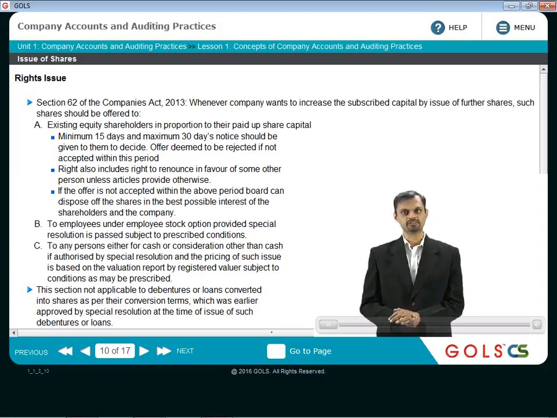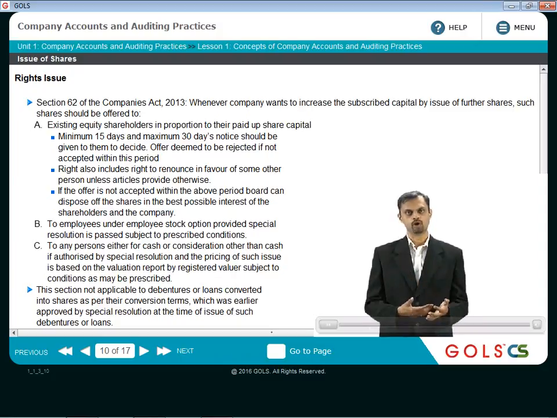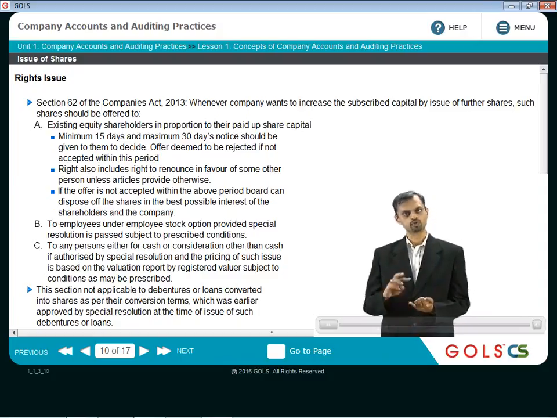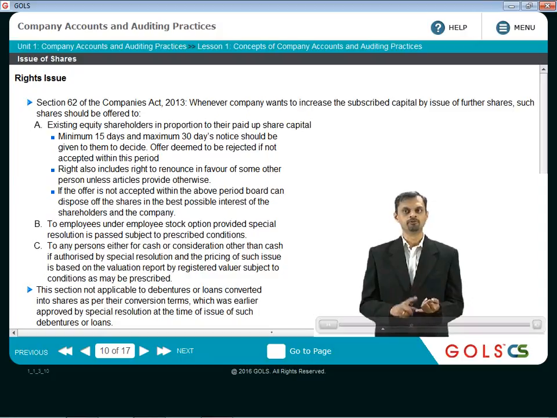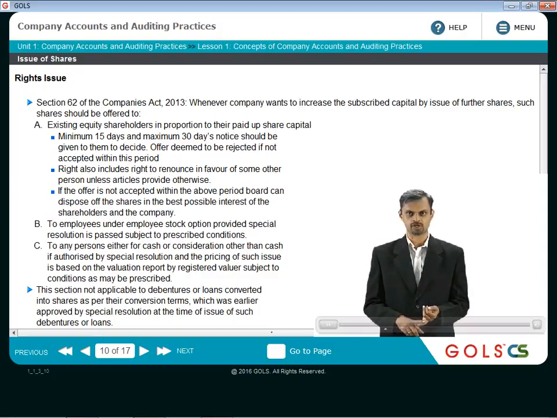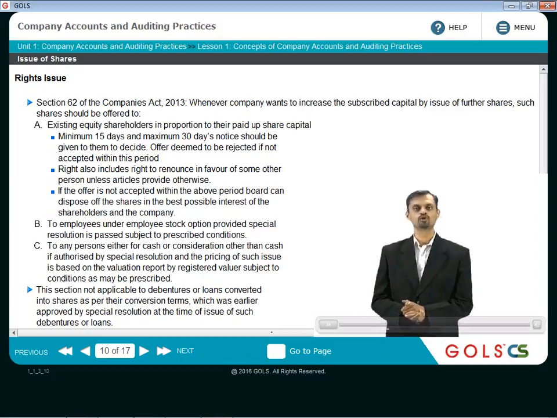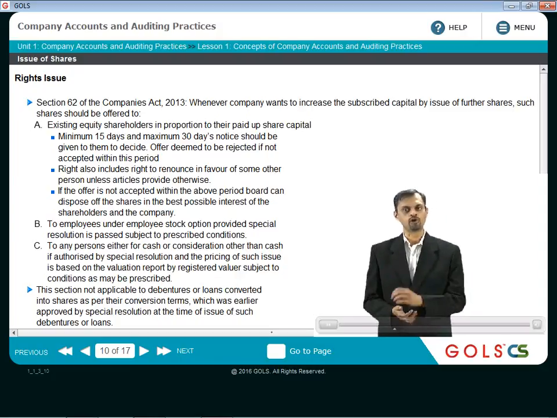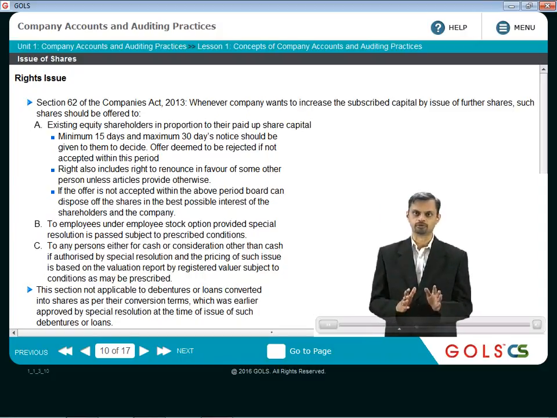Whenever a company wants to increase the subscribed capital further by way of further issue of shares, the shares should be offered first to the existing equity shareholders in proportion to their paid up share capital. Now there are certain clauses related to this. Minimum 15 days and maximum 30 days notice has to be given to the shareholders to decide whether they want to accept the offer or not. The offer is deemed to be rejected if not accepted within this period. So between this 15 to 30 day period, if the offer is not accepted by the shareholders, then it is assumed that they don't want to accept the offer.